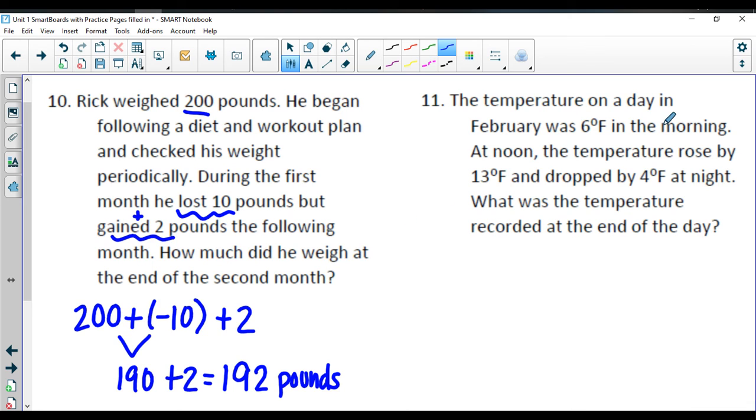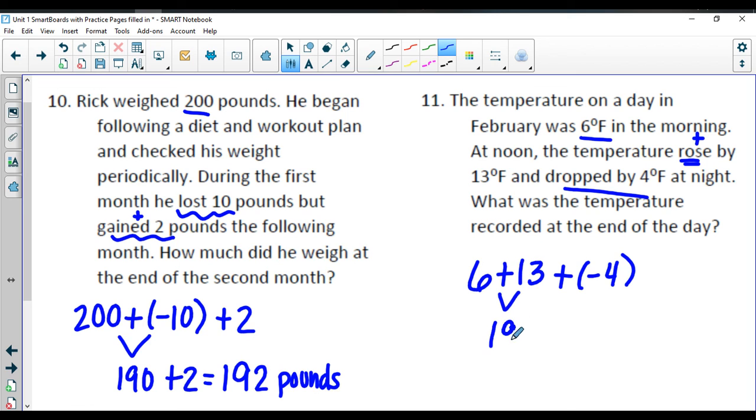In number 11, the temperature on a day in February was 6 degrees in the morning, so that's our starting spot. At noon, the temperature rose, so that's a plus, by 13 degrees, so plus 13. And then it dropped by 4 degrees, and a drop would be a negative 4. What was the temperature recorded at the end of the day? So 6 plus 13 will give you 19. And then when it drops down that 4 degrees, now you are down to 15 degrees Fahrenheit. And that's a perfectly fine label because we're talking about the temperature.